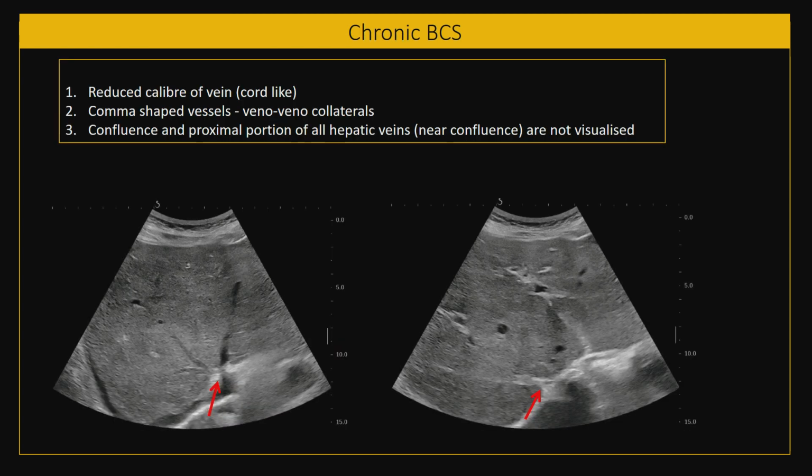Okay. Now let's come to chronic Budd-Chiari. A lot of patients also come to us in the chronic stage, where what do we see? You see cord-like caliber of hepatic veins. I'll show you with an example. This is the right inferior accessory hepatic vein, which is completely thrombosed. You cannot make out a lumen at all. So this becomes cord-like. This is chronic thrombosis.